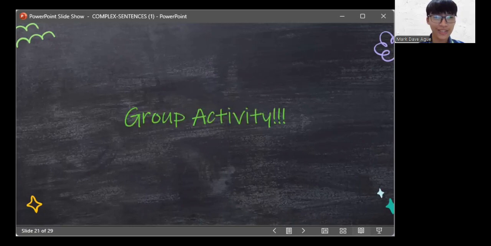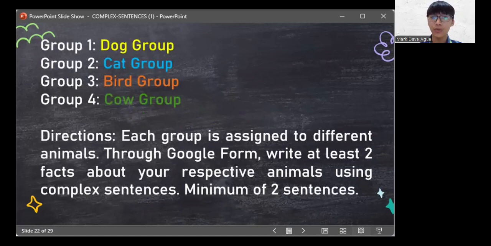Now, let's proceed to another activity. This will be a group activity, in which you will be grouped into four groups. Group one will be the dog group. Group two will be the cat group. Group three will be the bird group. Group four will be the cow group. In each group assigned to different animals, you will write at least two facts about your respective animals using complex sentences through Google Form. So it should be a minimum of two sentences.